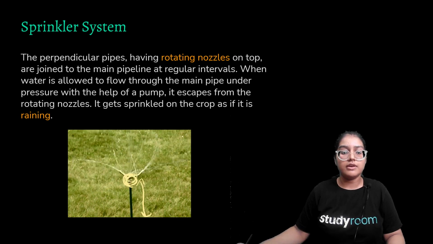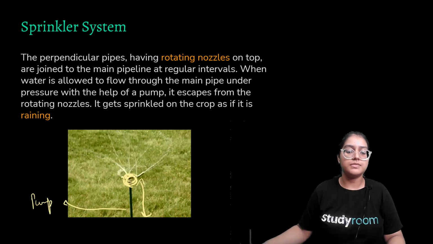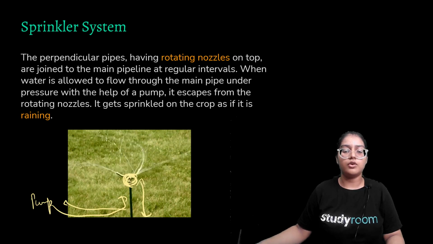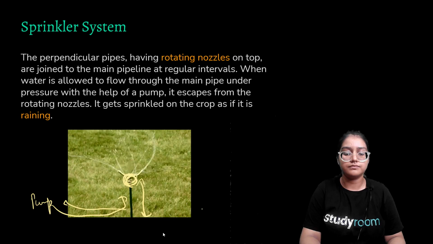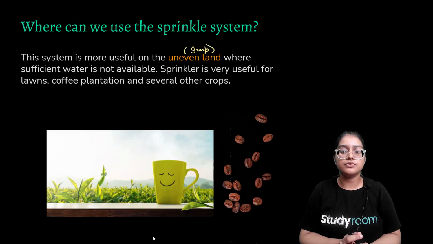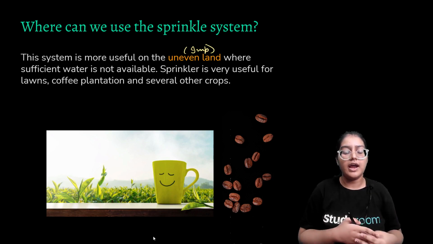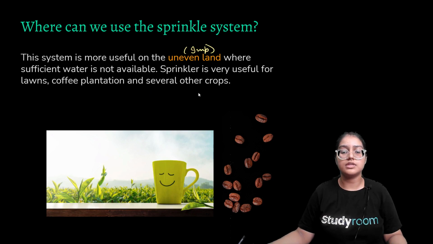So water is allowed to flow through the main pipe under the pressure of a pump. Imagine that here is a pump, and this pump is supplying water to this perpendicular pipe, and the perpendicular pipe leads the water all the way up to the rotating nozzles, and when we open the nozzle, the water gets sprinkled in all directions. And what is the advantage of using the sprinkler system? This system is more useful on uneven land, and when sufficient water is not available. These are the two advantages of it, and we can use this for coffee plantations or several other crops.